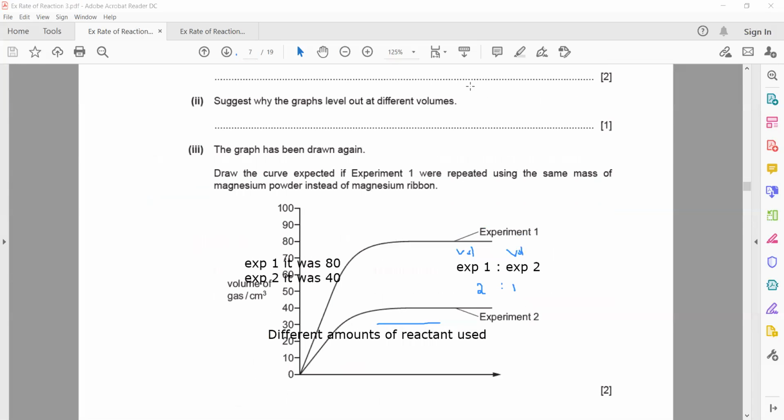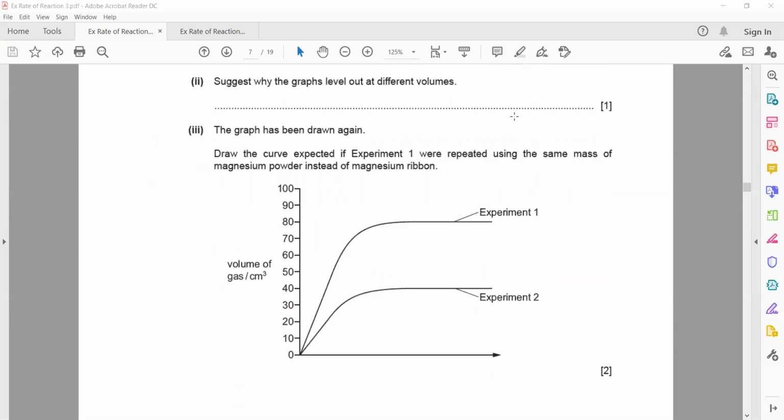The graph has been drawn again. So they draw another graph: draw the curve expected if experiment 1 was repeated with the same mass of magnesium powder. If I use magnesium powder but the same mass, what will be the change? Because the mass is the same and it is a powder, powder means large surface area. A large surface area means the reaction will be faster, so it will be steeper. It will be steeper, but the final volume will be the same because we use the same amount.